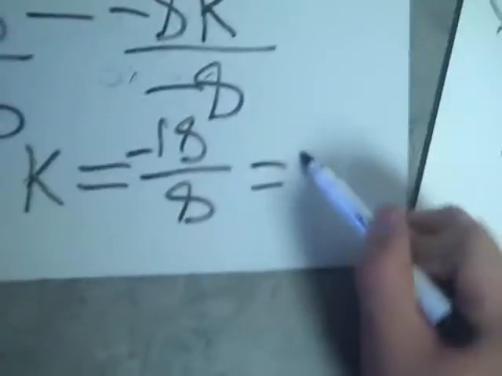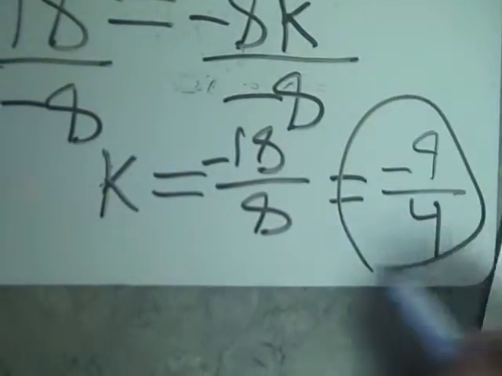No. Yeah, 9 over 4. Yeah, negative 9 over 4.